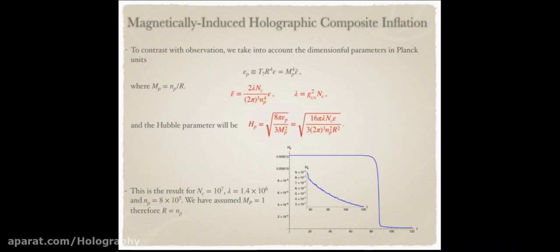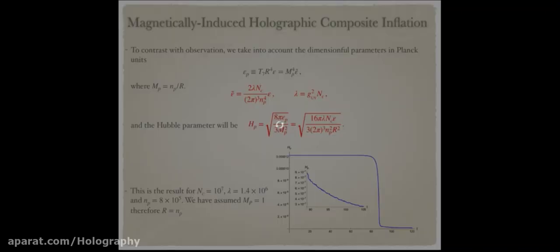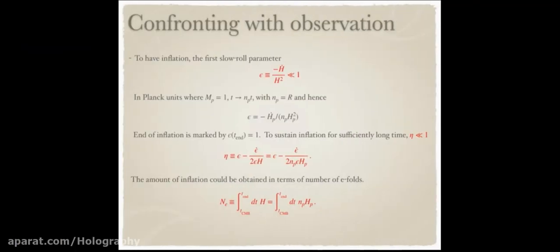So we have worked in units where M Planck is 1. So basically R, the radius of the AdS, is just equal to N_P. As you see, a large number of D3 branes, I mean a stack of a large number of D3 branes, is needed in order to realize this scenario. So we try to see if the model can comply with observations.